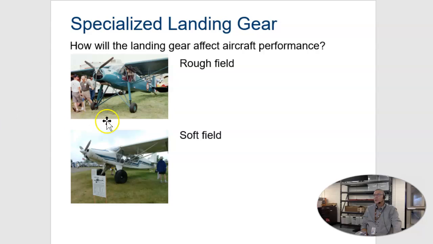These are some interesting specialized landing gear on the rough field. These are shock absorbers so they can bounce up and down. And for soft field, you see very large tires so that it can bounce and move across the soft field without sinking and slowing down.